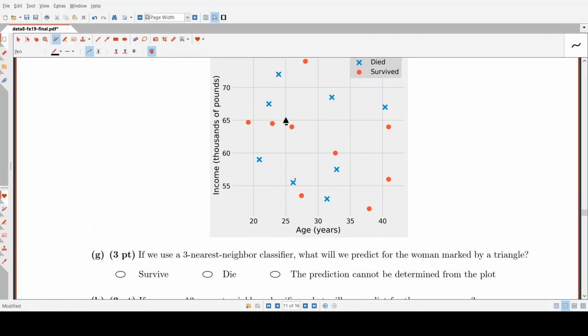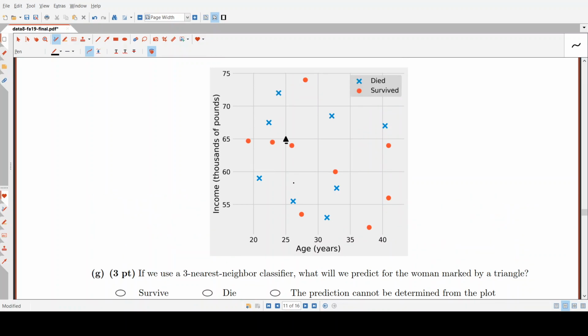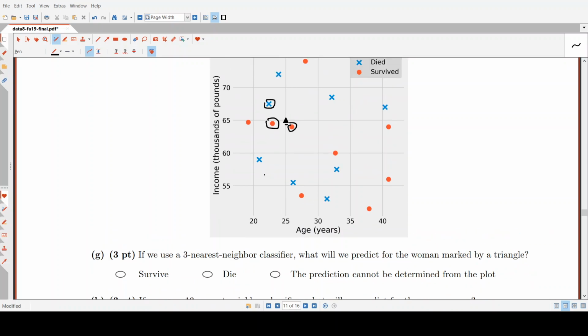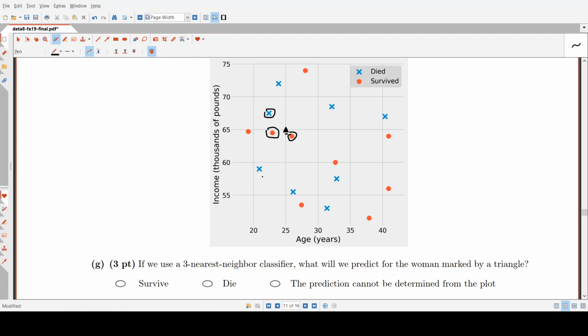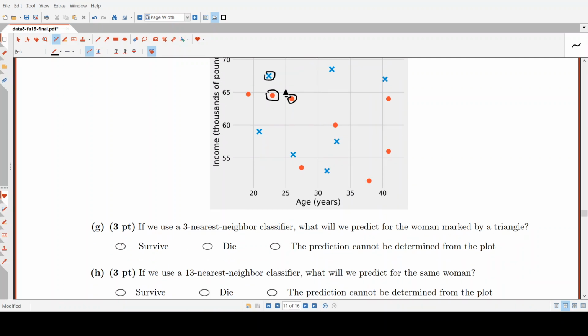So G is, if we use a 3 nearest neighbor classifier, what will be the prediction for the woman marked by the triangle? So let's find the 3 nearest neighbors. I would say it's this one right here, this one right here, and this one right here. So 2 have survived and 1 has died. So the most common label is going to be survived. So we will say survive.